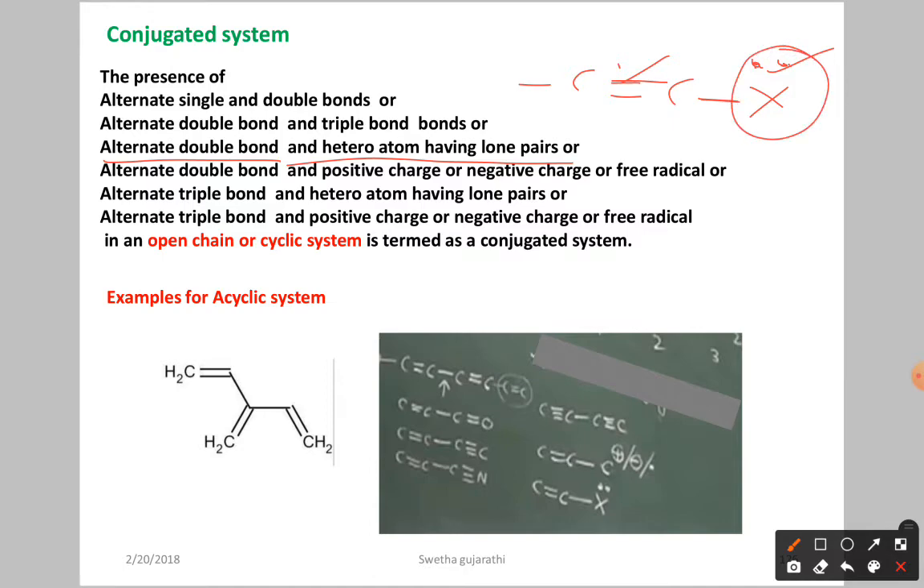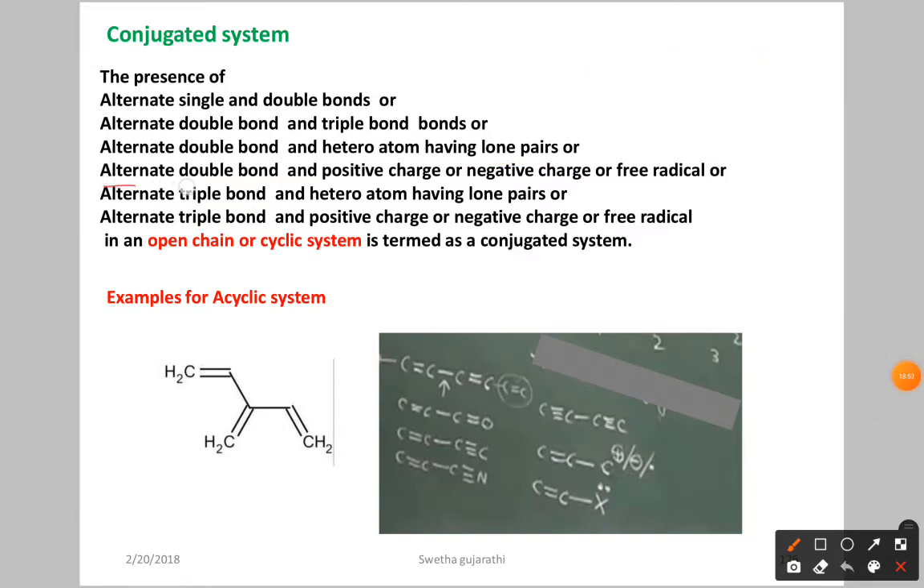Heteroatom is what we call, in organic chemistry, any atom other than carbon and hydrogen. So here you can take halogen or nitrogen or oxygen, whatever that may be. This condition is also called conjugation.